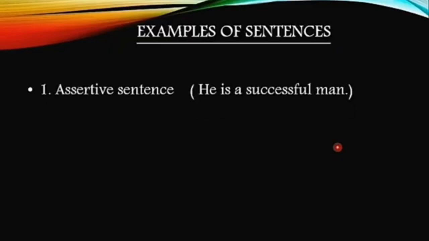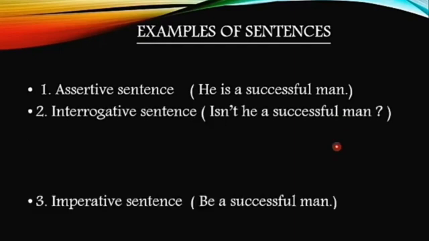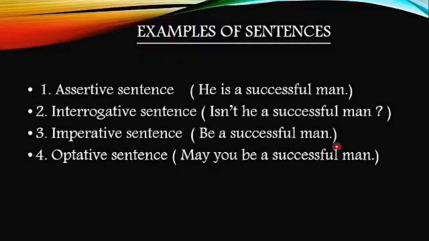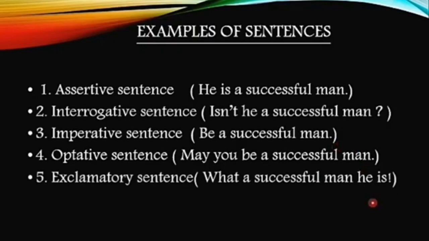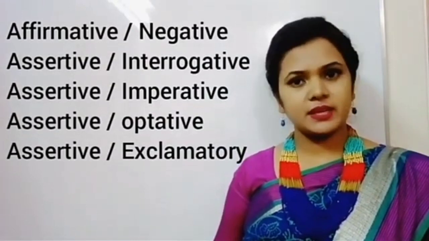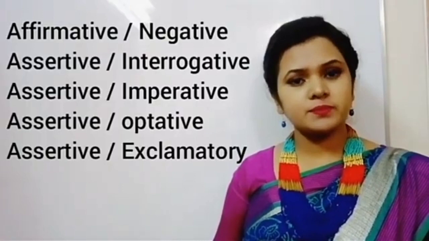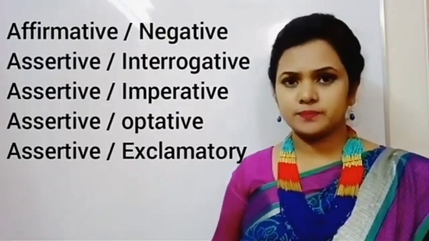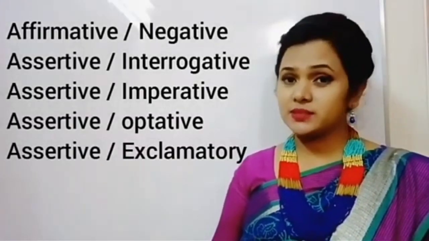The interrogative form of the same sentence is, isn't he a successful man? And the imperative form, be a successful man. Optative form, may you be a successful man. And the exclamatory form is, what a successful man he is. And the transformations mainly occur between affirmative and negative, assertive and interrogative, assertive and imperative, assertive and optative, and assertive and exclamatory.